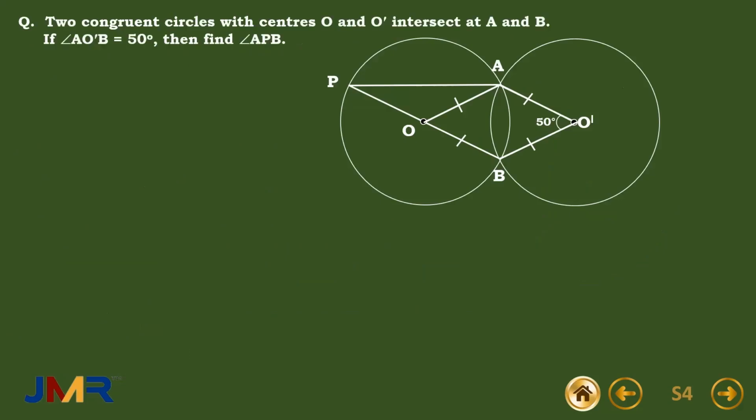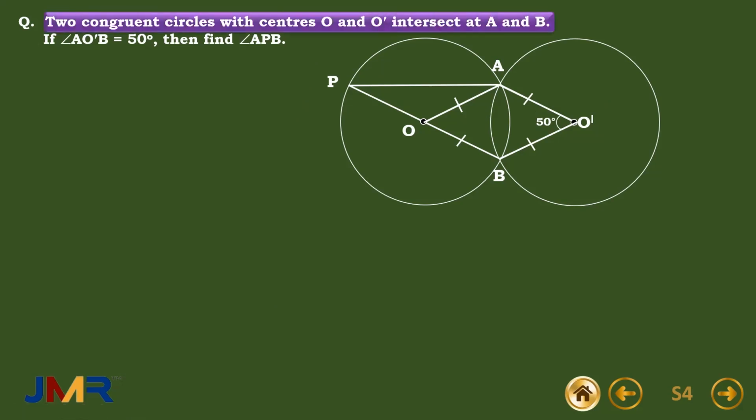In the given figure, there are two congruent circles with the centers O and O dash. They are intersecting at A and B. If angle AO dash B is 50 degrees, we have to find angle APB. Angle APB. How can we find this?